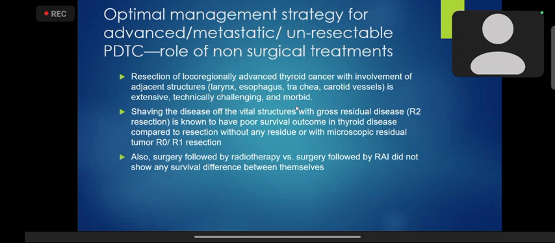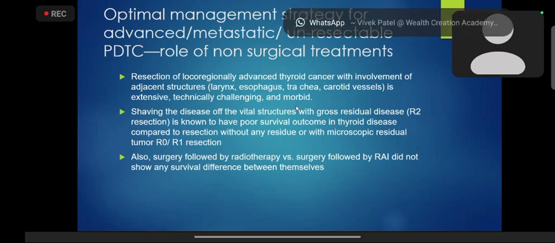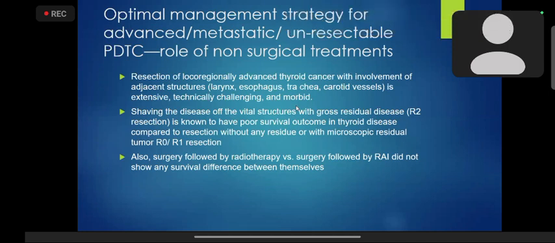And also the patients go for surgery followed by radiotherapy or followed by RAI. In both types of treatment there is no survival difference, and there is no established data on which has to be preferred.